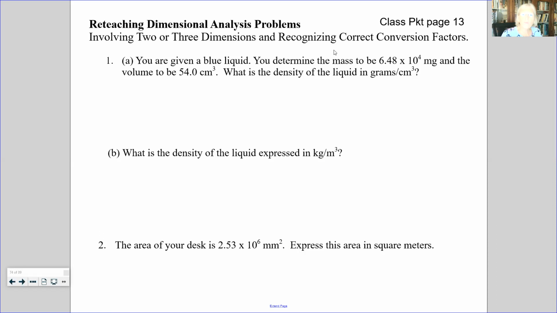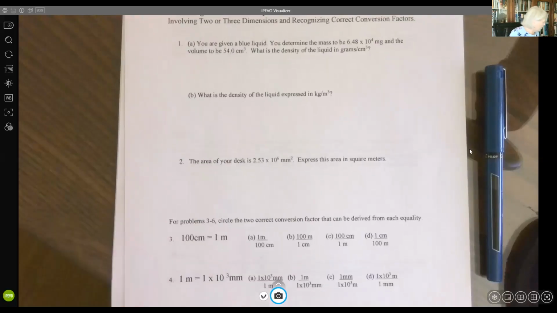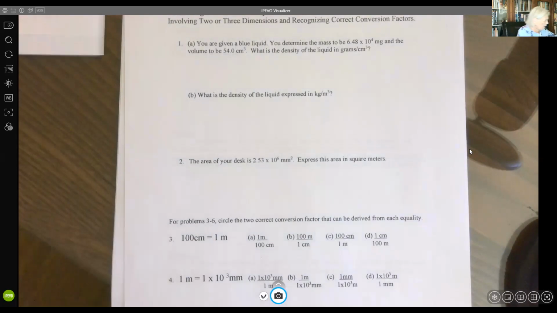All right, so I am going to stop sharing my slides and I'm going to start sharing my Elmo, a document camera. All right, so here you have the problems that are on what page? 1 minute. Reteaching dimensional analysis. It is on page 13. Page 13, and I've got a paper here that I can write on. I think that would be most convenient. All right.